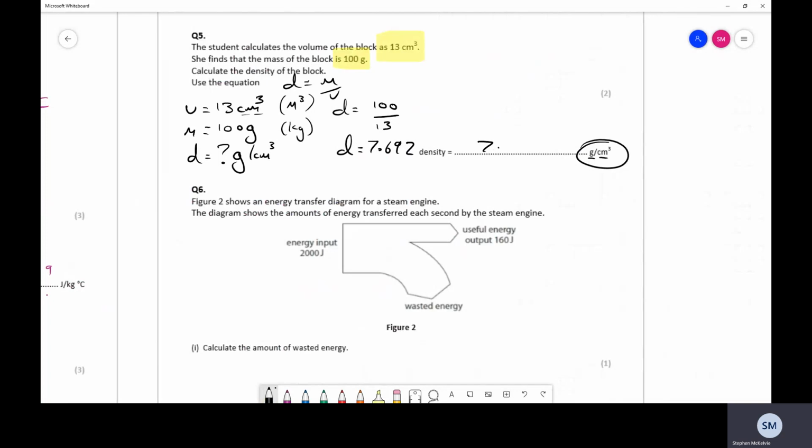I'm going to give that a 7.7. Now, I've given my number here. They haven't told me about any significant figures, so both those answers would be utterly accurate.